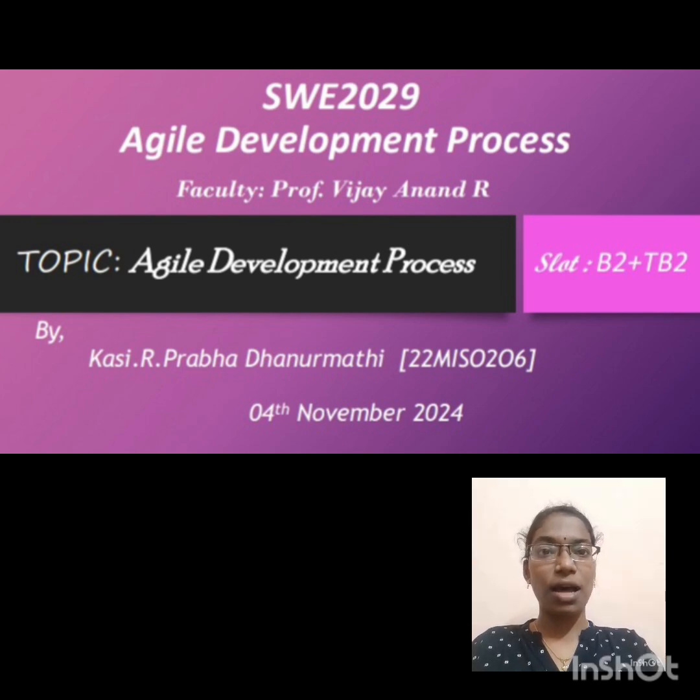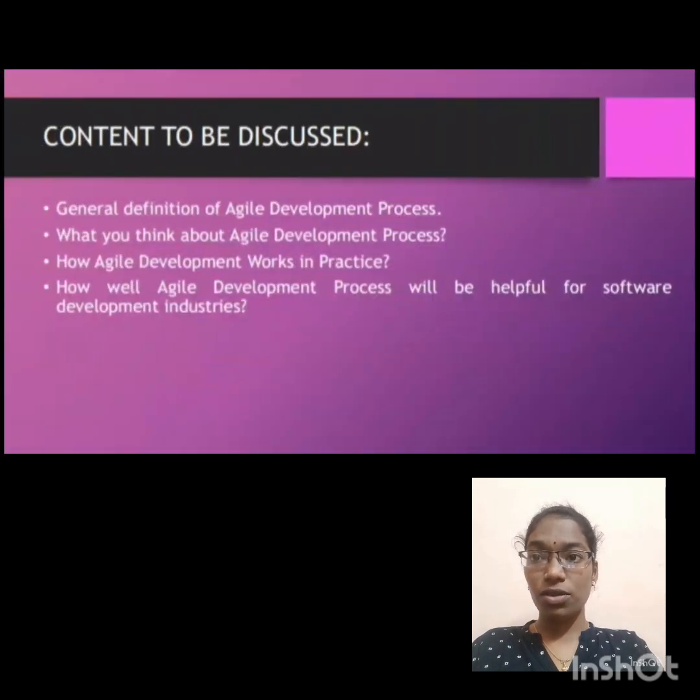In this presentation, I'm going to discuss the Agile development process, and some of the common questions will also be addressed about it. The content which I'm going to discuss is given in the slides. The general definition of Agile development process, what it is, a detailed description, how Agile development works in practice, followed by how it helps in the software development industries.